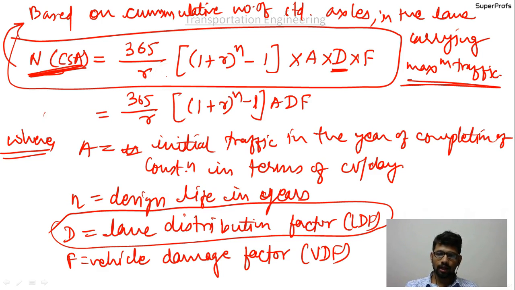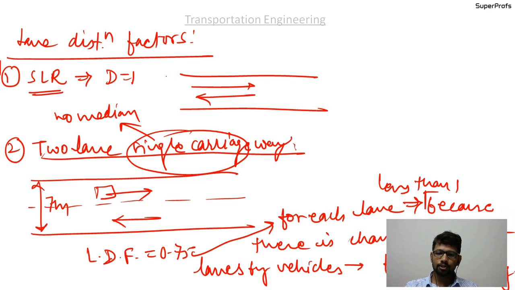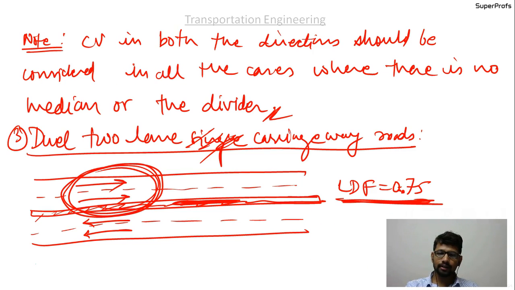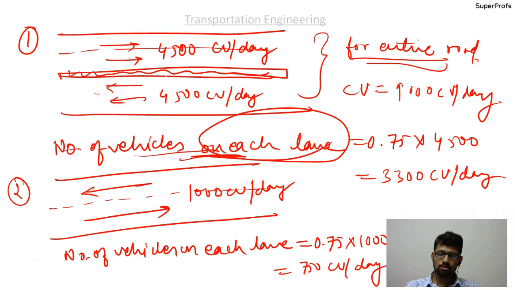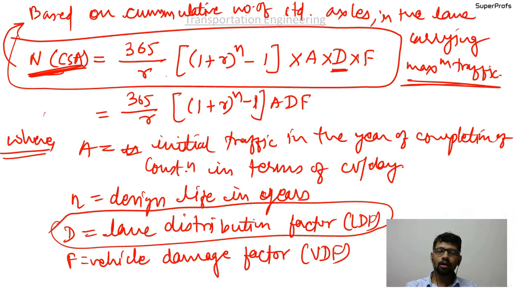So I hope it is clear what the need is for using the lane distribution factors, how to calculate the lane distribution factor, and how to calculate the number of vehicles on each lane, or on the lane that we considered as the critical one. In this way we will be understanding the meaning of each and every term in this formula, and we will learn how to find out the cumulative standard axles in the next lecture.